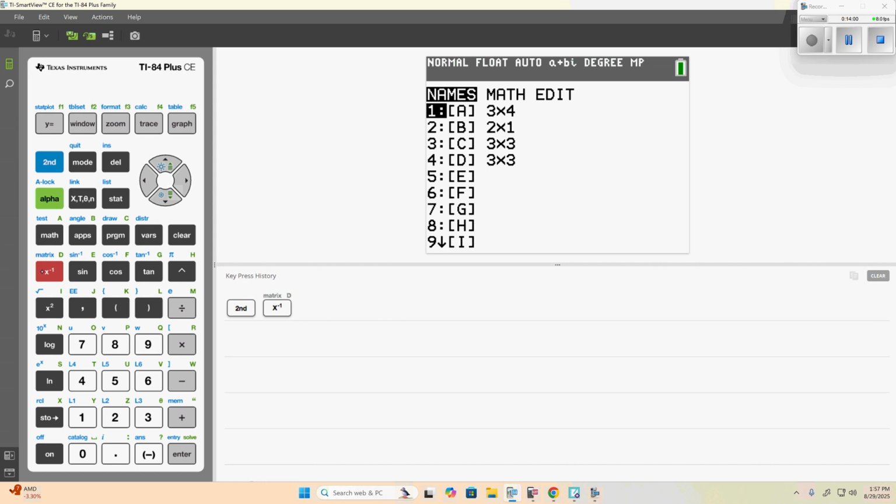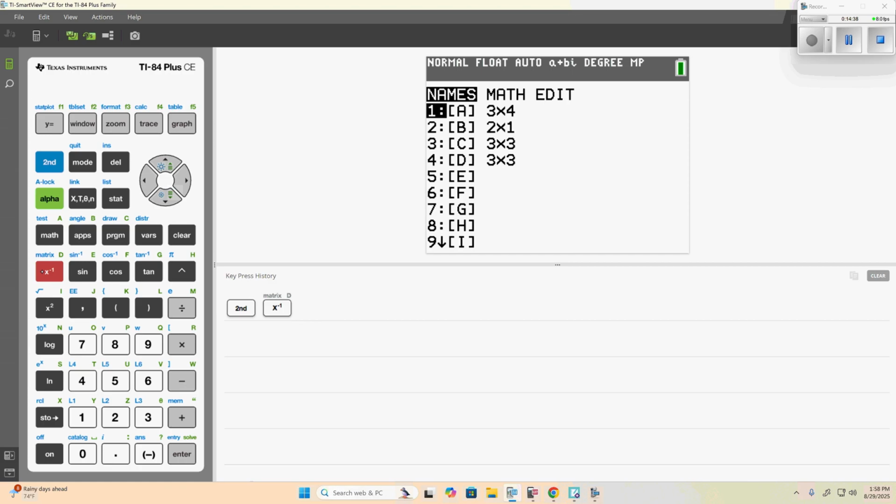So the first thing we're going to do is we're going to go second matrix. Second matrix. Second x1. So the blue button, second, and then that x to the -1. And you should get a screen that looks something like this here. Now you might have dimensions next to A, B, C, D, E, F, G, H, I. That's fine. All that means is, for my calculator, matrices 1 through 4, there's been a matrix put in place of it. So I have actually set or defined what matrices A through D are for my calculator. That's fine. Doesn't really matter.